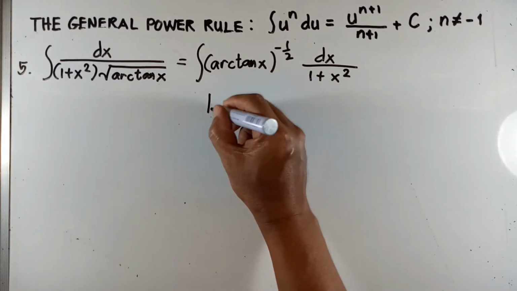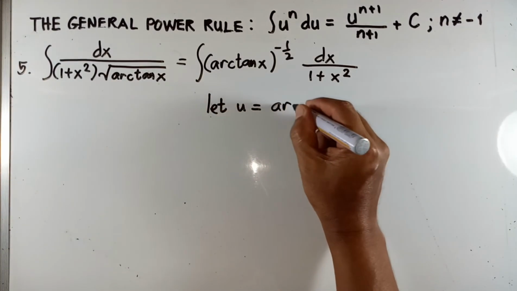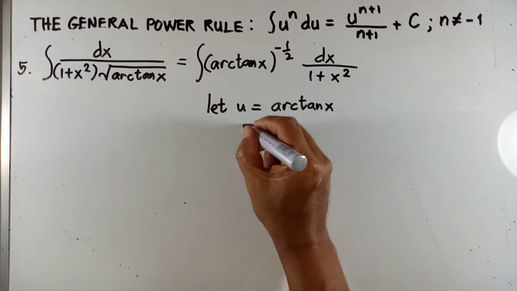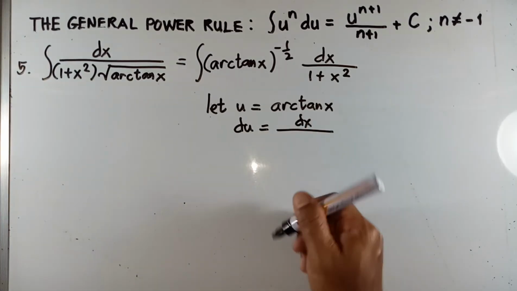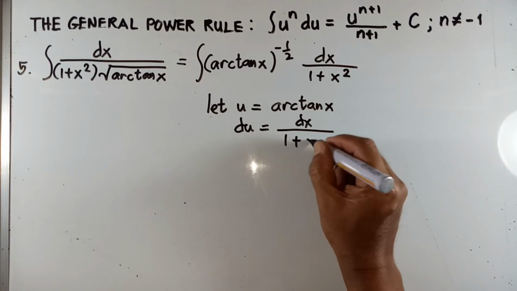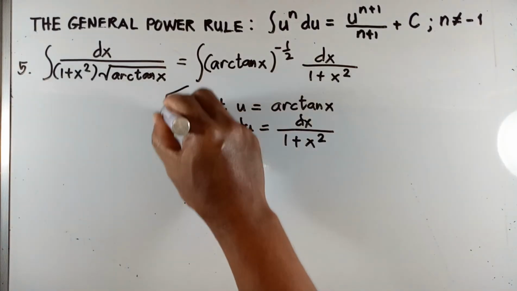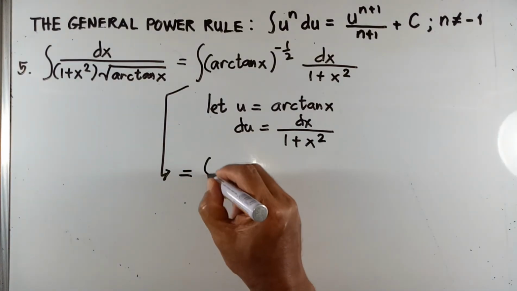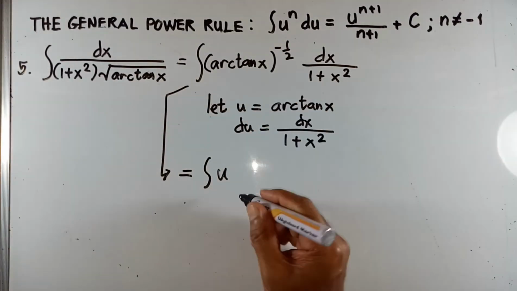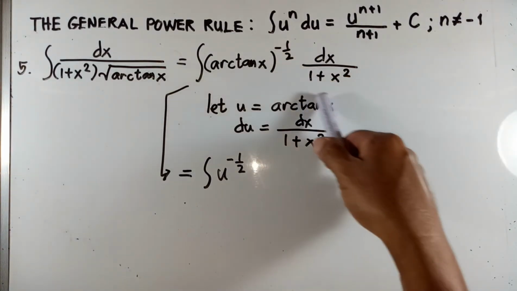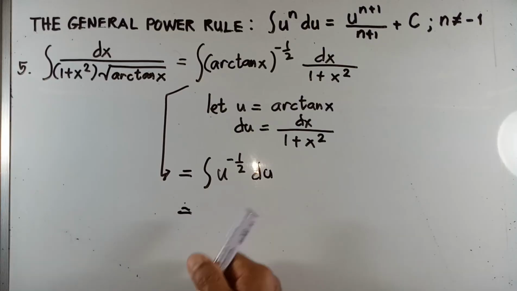So, dito, let u equal arc tangent of x, yung base. So, ang derivative ng arc tangent of x ay dx, derivative ng x, divided by 1 plus x squared. So, in terms of u, meron tayong integral sign. Tapos, yung arc tangent of x equals siya sa u, tapos raised to negative 1/2. Tapos, yung dx divided by 1 plus x squared equals siya sa du. So, times du. So, integrable na ito.